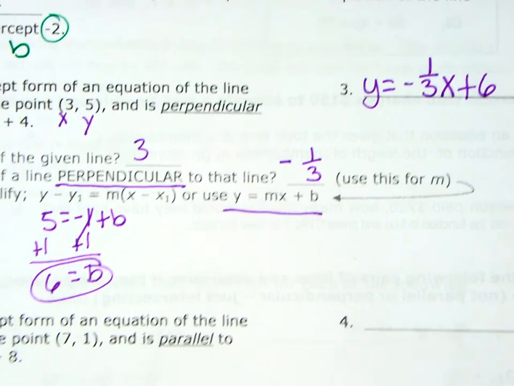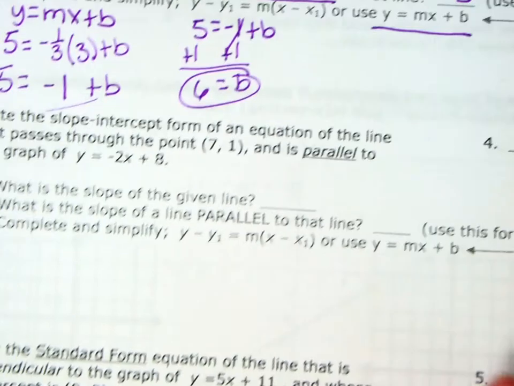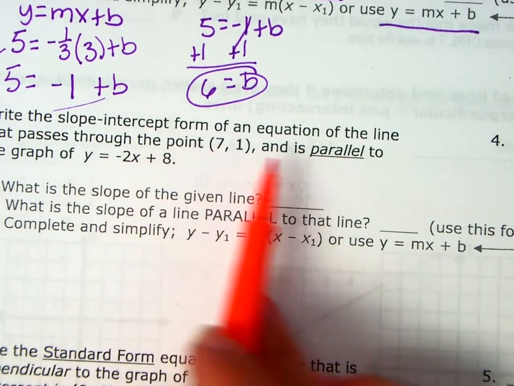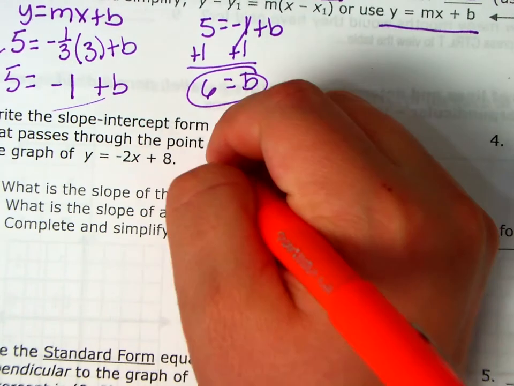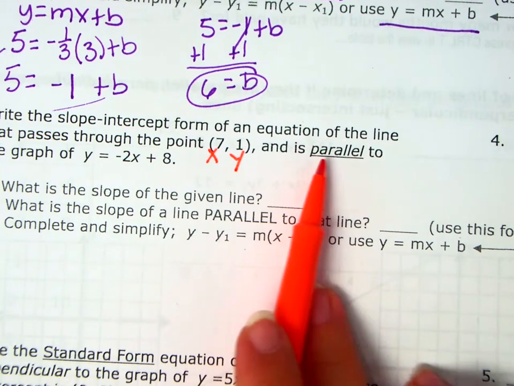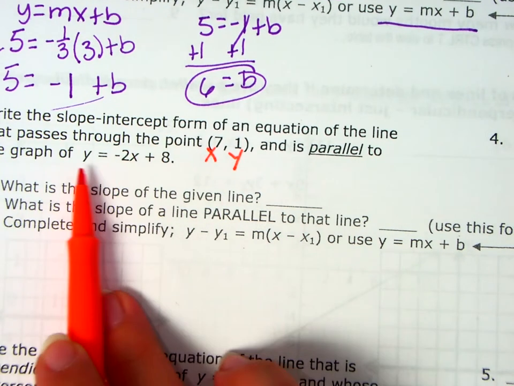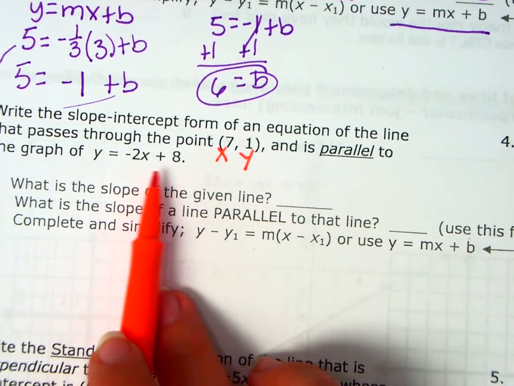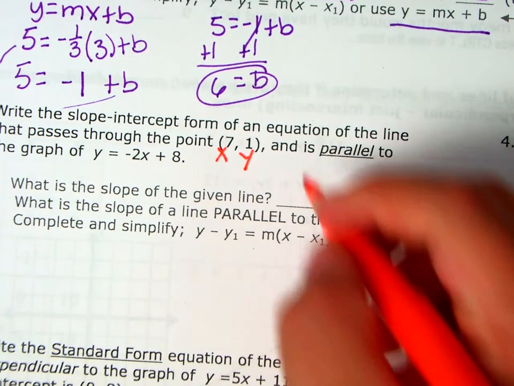Alright, number 4. Write the slope-intercept form of an equation of a line that passes through the point (7, 1), so that's x, y, and is parallel to that line. What is the slope of the given equation? Negative 2.